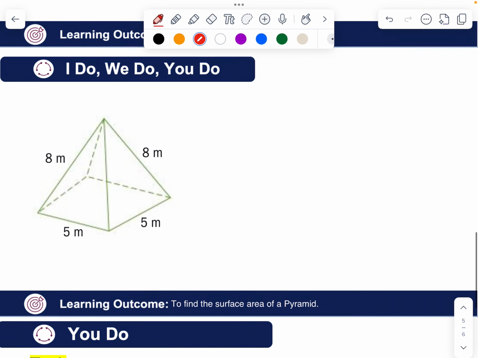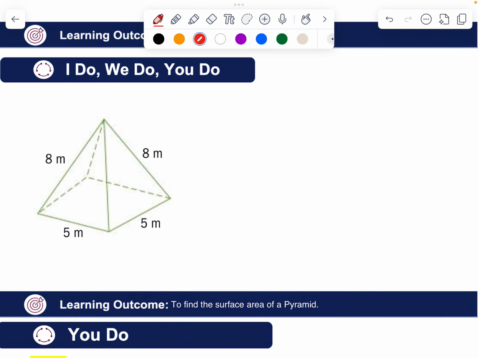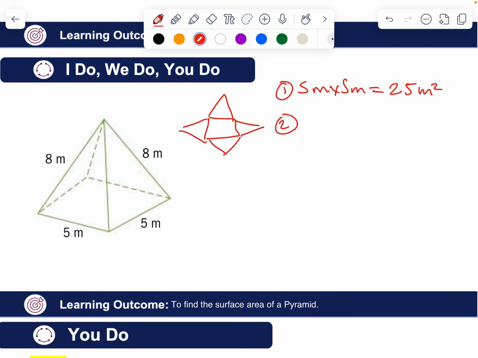Right, this next question then, it doesn't give me any of the height, but it does give me the size of the triangle. So again, let's picture this shape. The base is a square because we can see the sides are the same. So 5 meters times 5 meters is 25 meters squared. Number 2, if I want to do base times height, I know the base is 5, but I don't know what the height is. What am I going to do to work out the height? Well, if you look at what I've just drawn, it naturally creates a right angled triangle, and I can use Pythagoras.